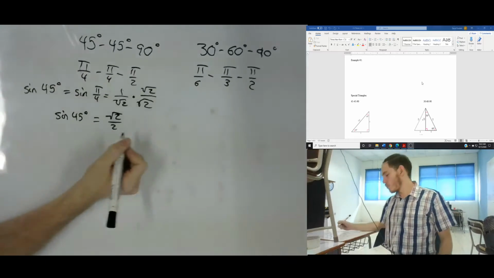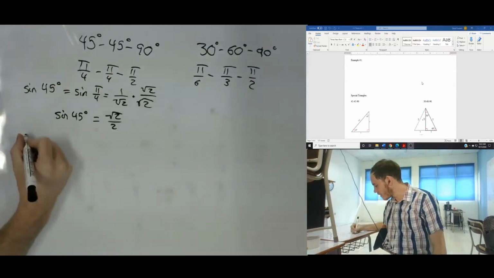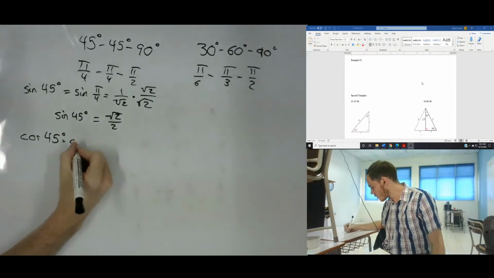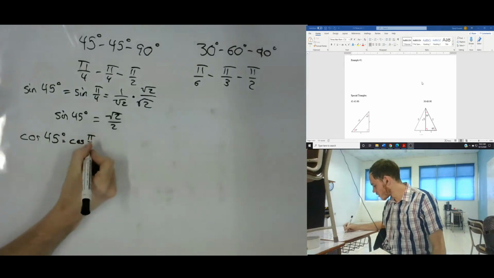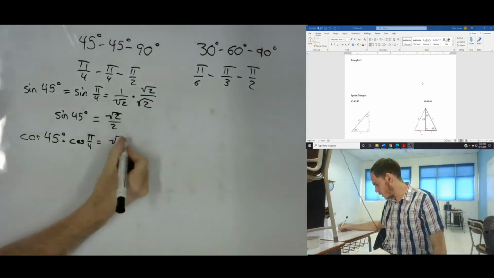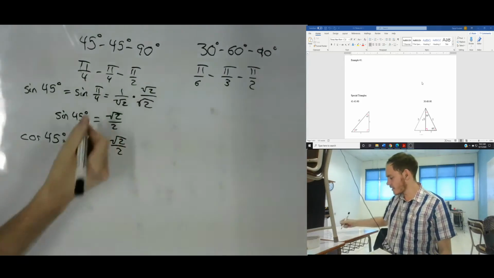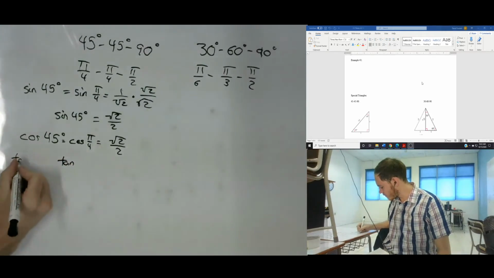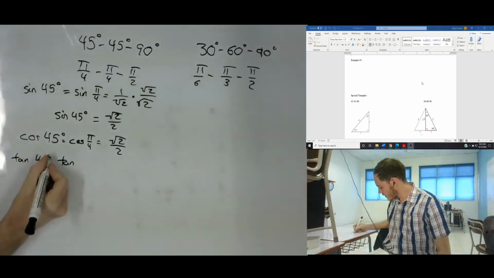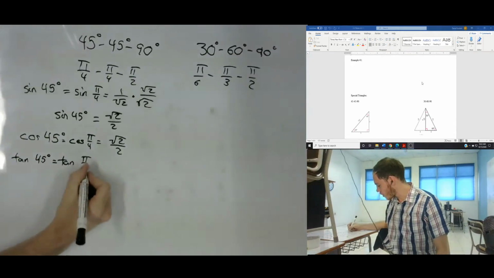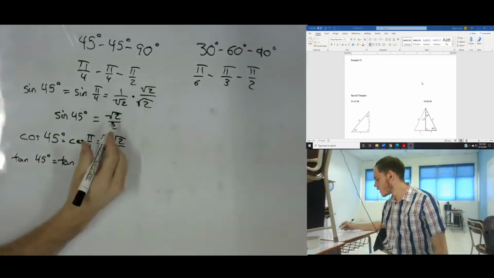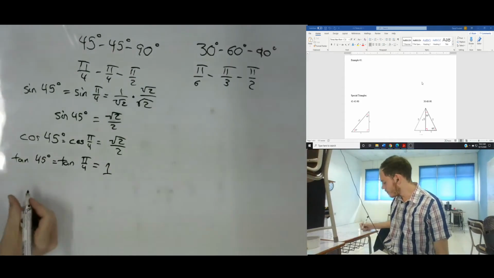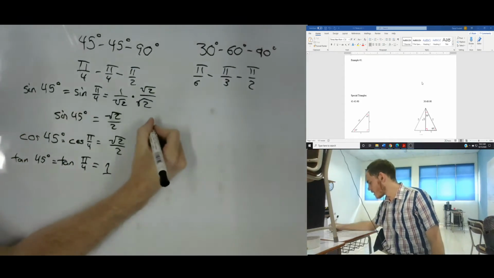Okay, we can also do this for cosine, but I'm just going to simplify it. So cosine of 45 degrees equals cosine of pi over 4 equals root 2 over 2. Okay, same as sine. Now tangent, I'm just going to do tangent, actually, for consistency. Tangent of 45 degrees equals tangent of pi over 4 equals, what's this divided by this? It's just the same thing, so it's just going to be 1.